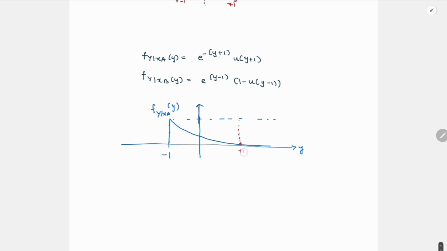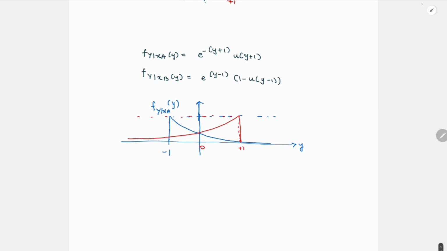So if I take it, it is something like this, and that into e power y minus 1. So e power y minus 1 in the negative direction, how will it fall? It is going to fall like this. And that plus 1, what is its value? It is again 1. So it is going to fall from here on. And if you notice, at 0 both values should be the same because it is symmetric around 0, right? So this is my f of y given xb of y.